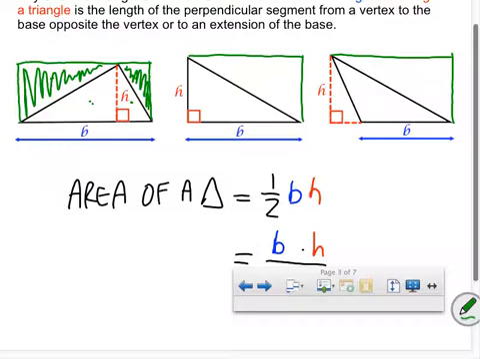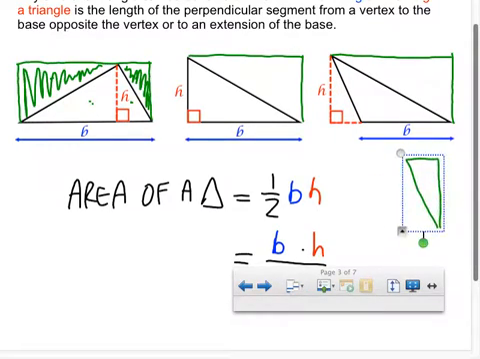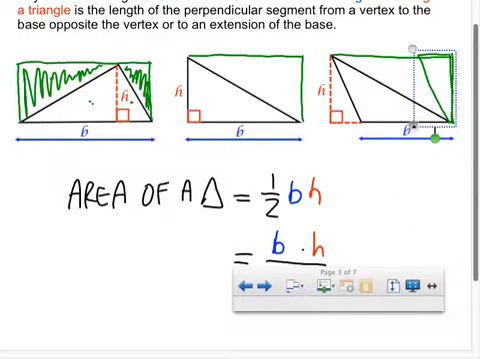But what we're missing is this piece right here. Which is that piece right there. You guys see that? So it's still one half the base times the height.